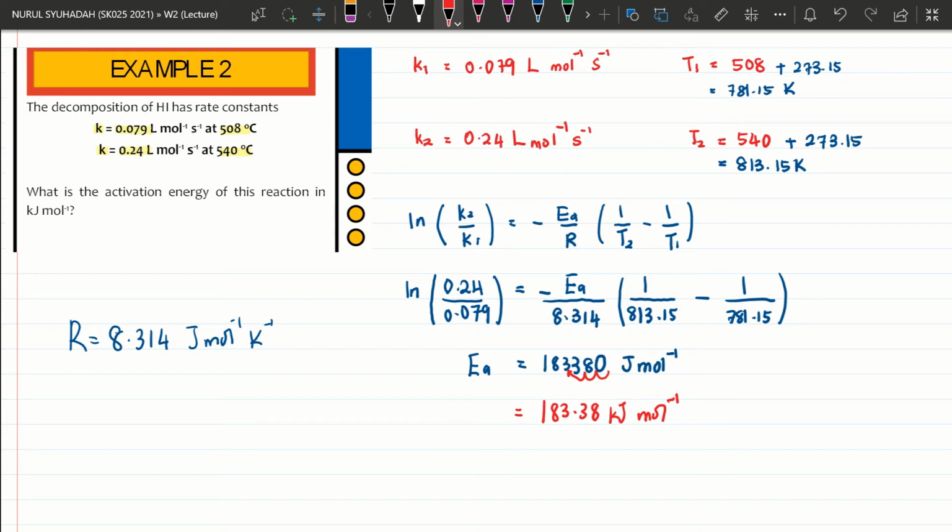So if you just leave your answer up until here, you still don't get the final mark. Your final mark, you will only get when you change it in kilojoule per mole, because the question already asked for kilojoule per mole. But if the question didn't ask for kilojoule per mole, should you write joule or should you write kilojoule? Since it's activation energy, put it as kilojoule per mole, unless it's stated otherwise. Unless the question insists, write down the answer in joule per mole. So you will write down in joule per mole.